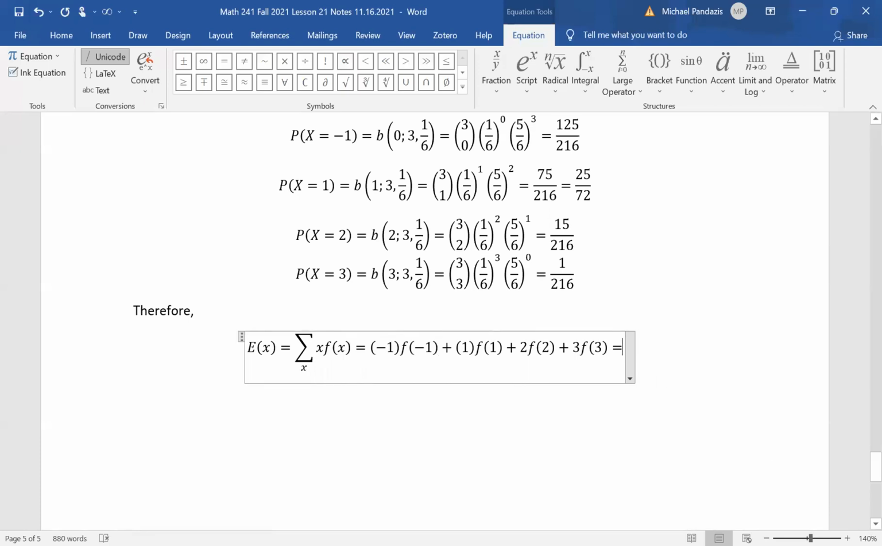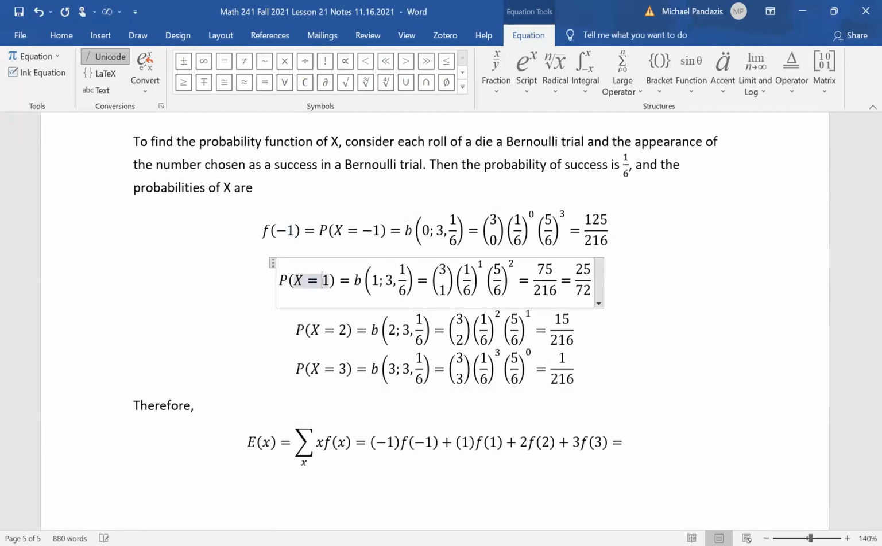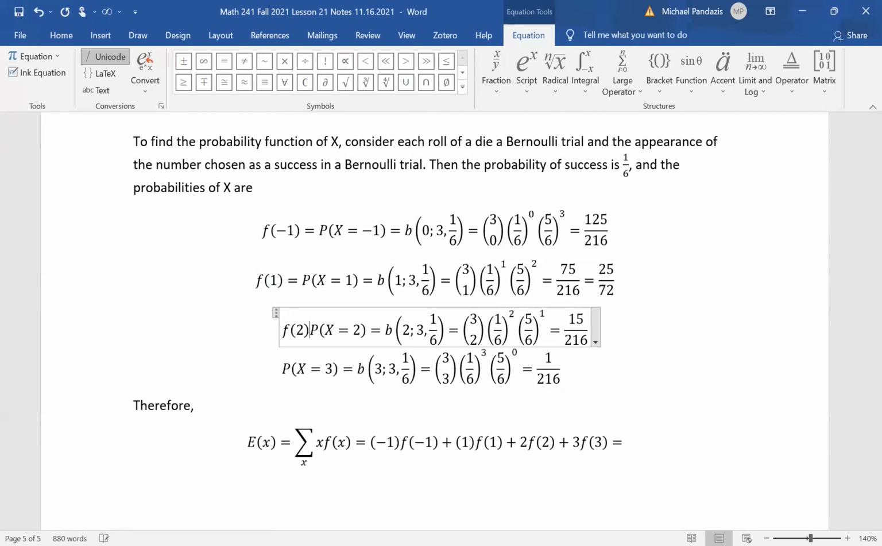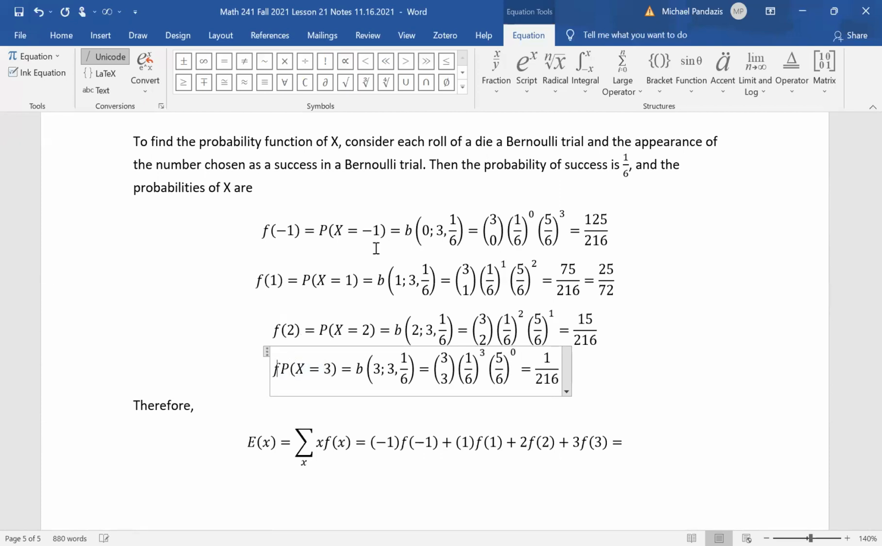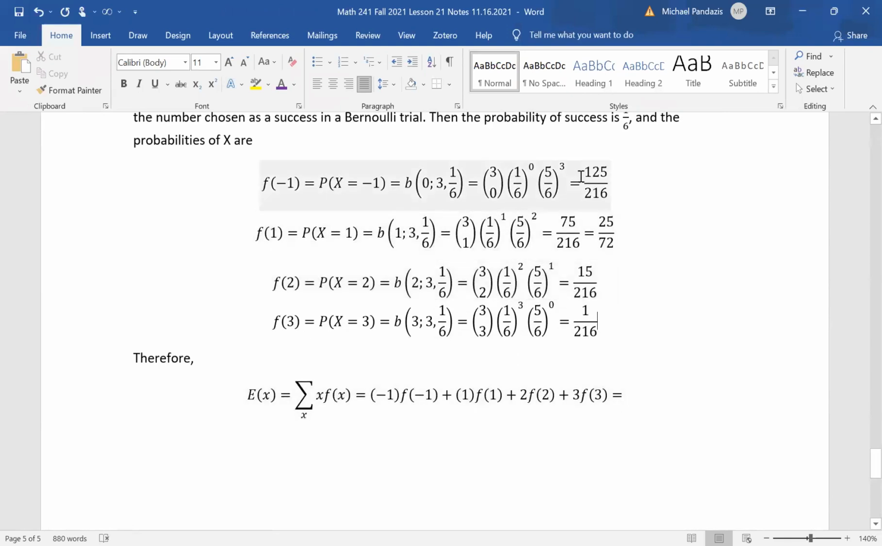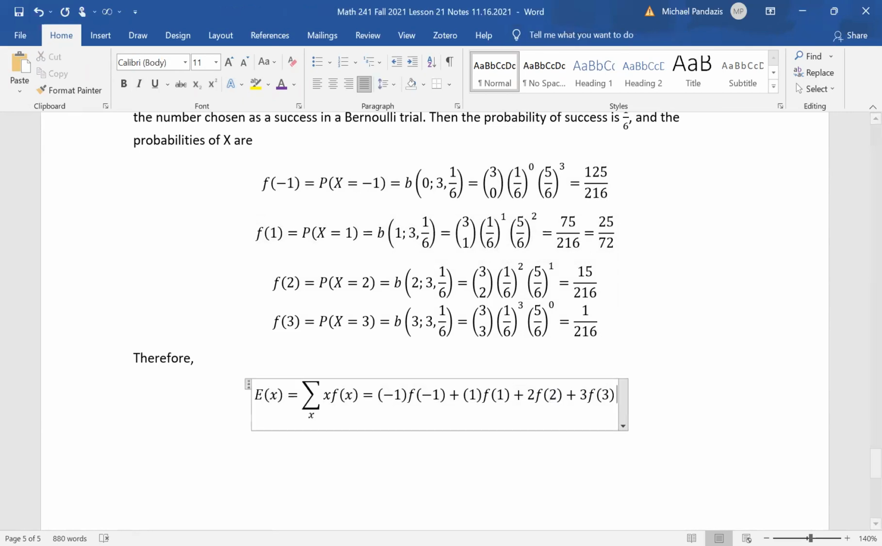Well, the probability x equals -1, that's f of -1. The probability x equals 1, that's f of 1. The probability x equals 2, that's f of 2. The probability x equals 3 is f of 3. So those are the f's. And so we're just plugging in these fractions into these corresponding values of f.